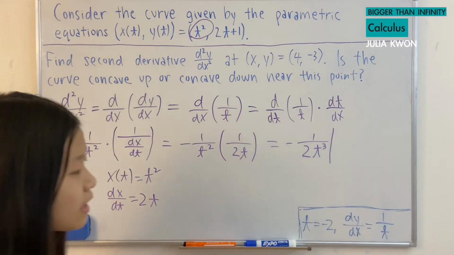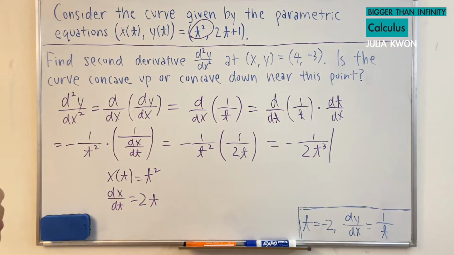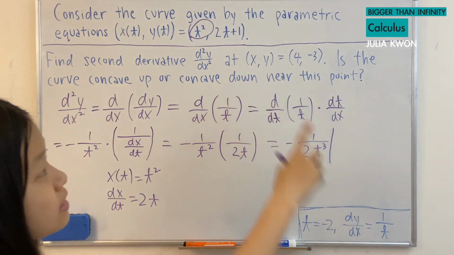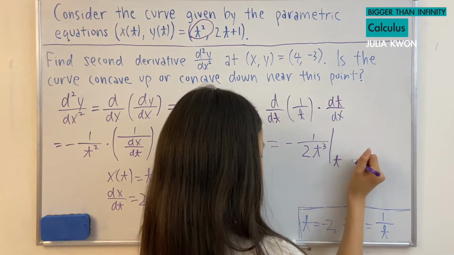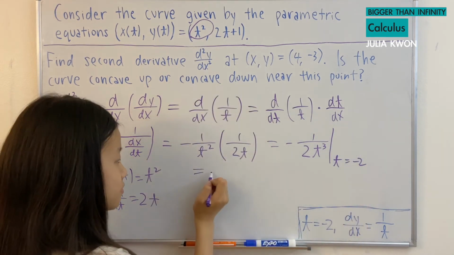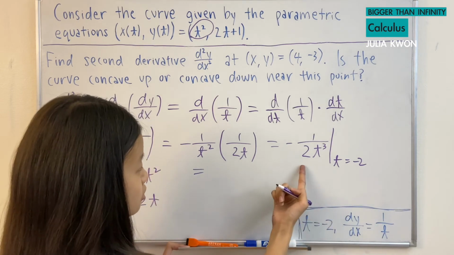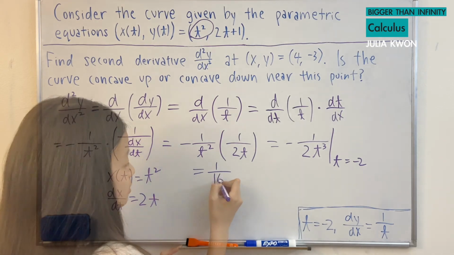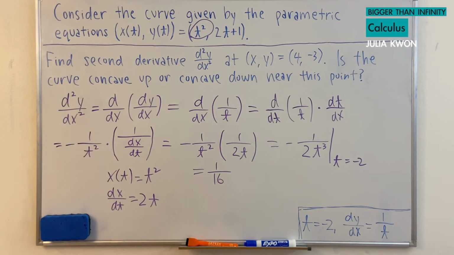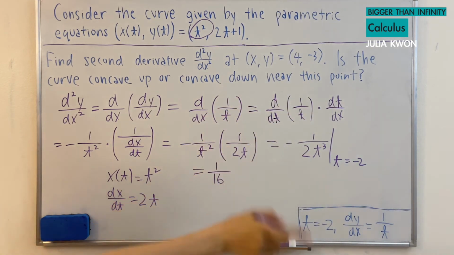And in my last video, again, we found that t is equal to negative 2 when x is equal to 4 and y is equal to negative 3 for this parametric equation. So I'll just put that in. If we put in t equal to negative 2 here, we have 1 divided by 16. Now we've found the second derivative at this point, which means we have to determine whether it's concave up or down near this point.